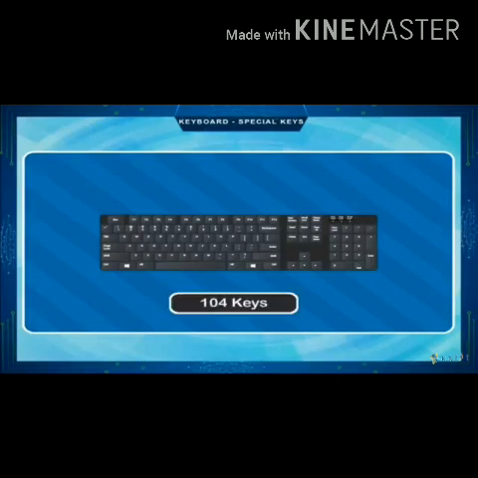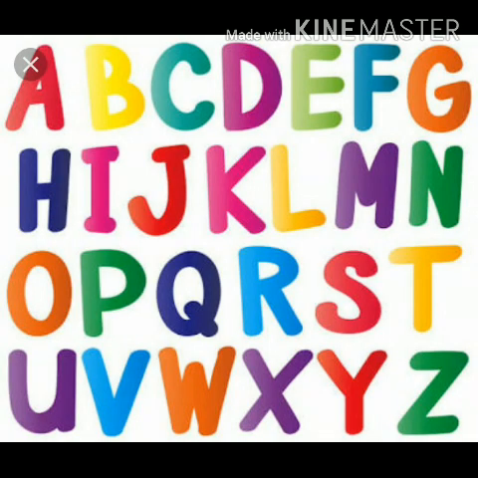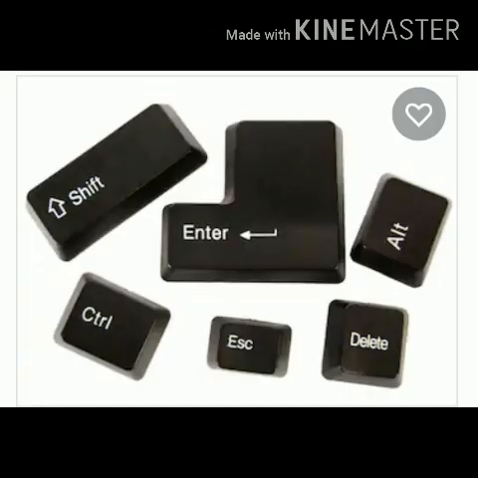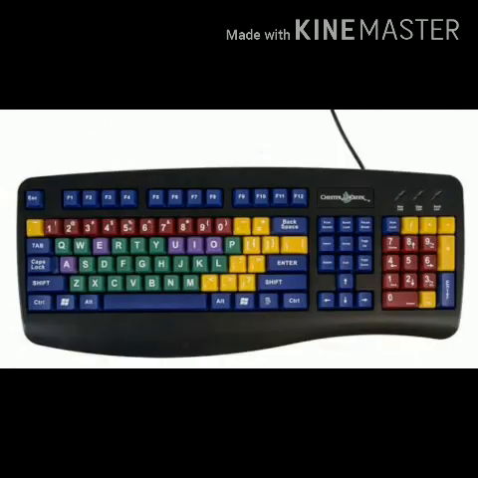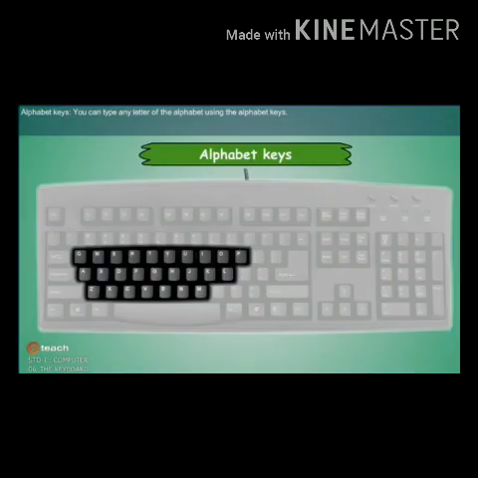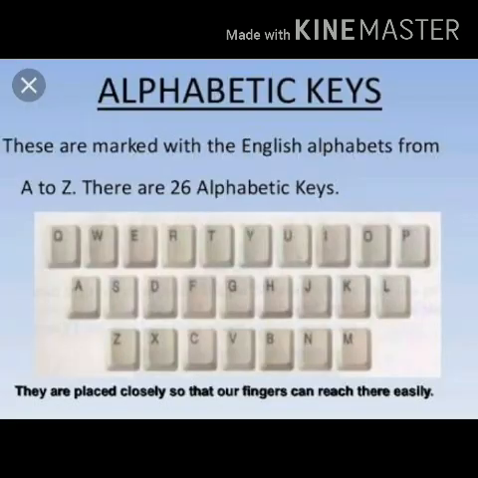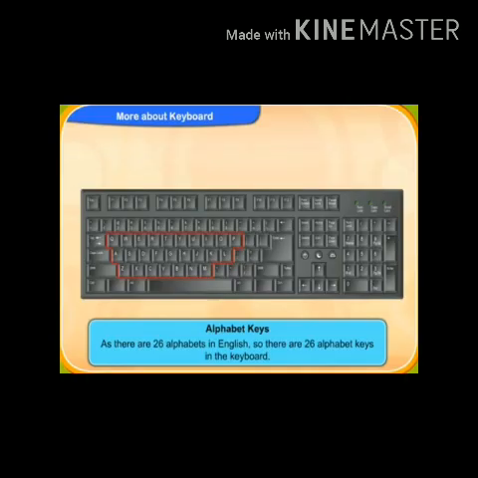It has 104 keys on it. It has alphabet keys, number keys and special keys. So first I will explain to you about alphabet keys. The keys marked with English letters from A to Z are called alphabet keys. There are 26 alphabet keys and they are used to type letters and paragraphs. For example, if you want to type your name, you will use alphabet keys.